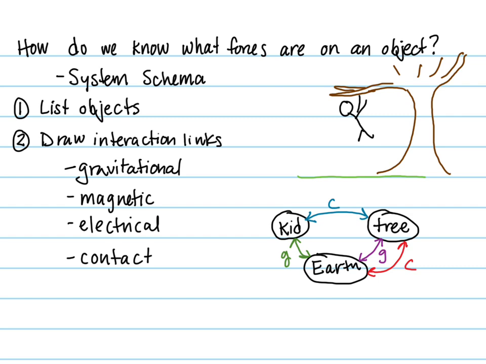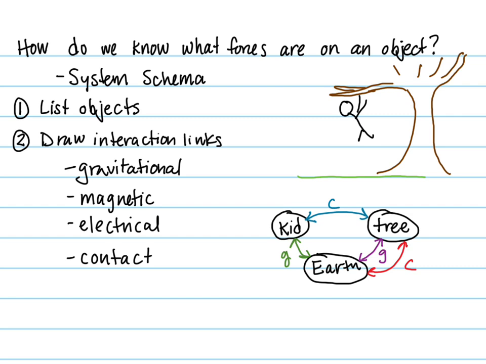All right, so now we can look at our system schema, and we've accounted for all of the forces on these objects. We can see that the kid has two arrows pointing at it. It has a gravitational pull from the earth, and there's a contact from the tree. So the kid's going to have just two forces on him. And the tree is going to have three, right? It has a contact from the ground or the earth, it has a gravitational pull from the earth, and it has a contact from the kid. So that's it.